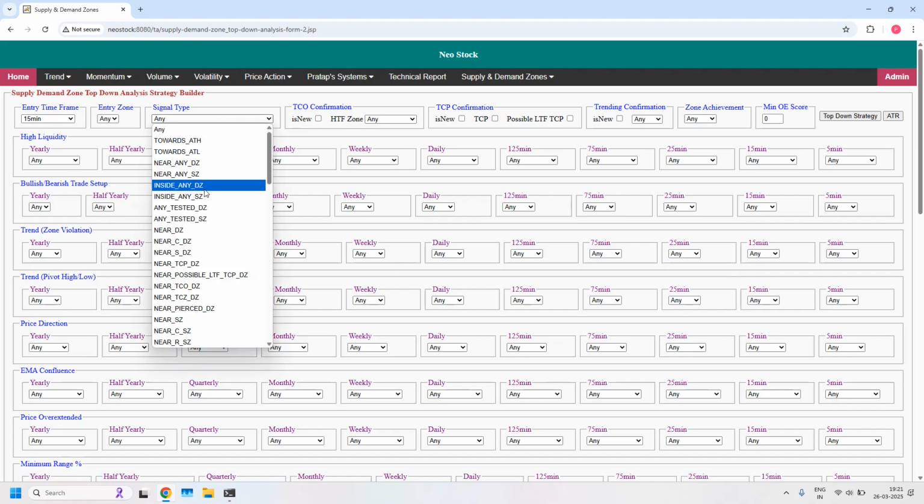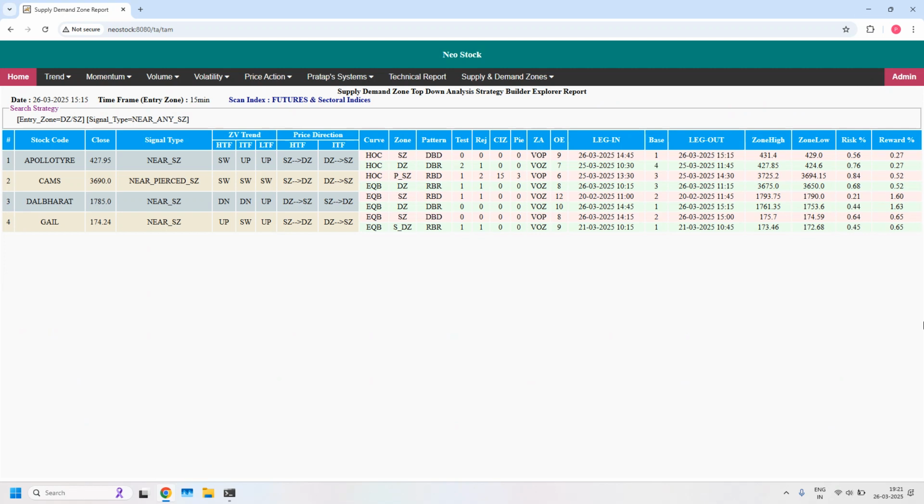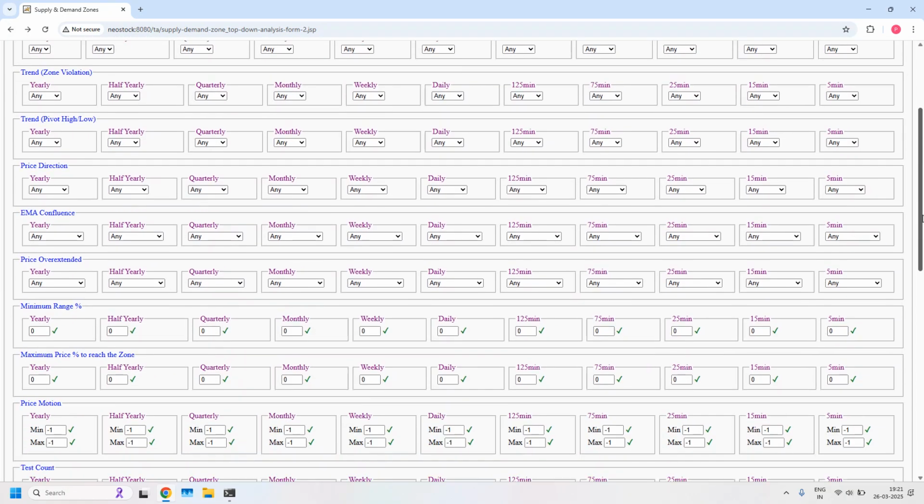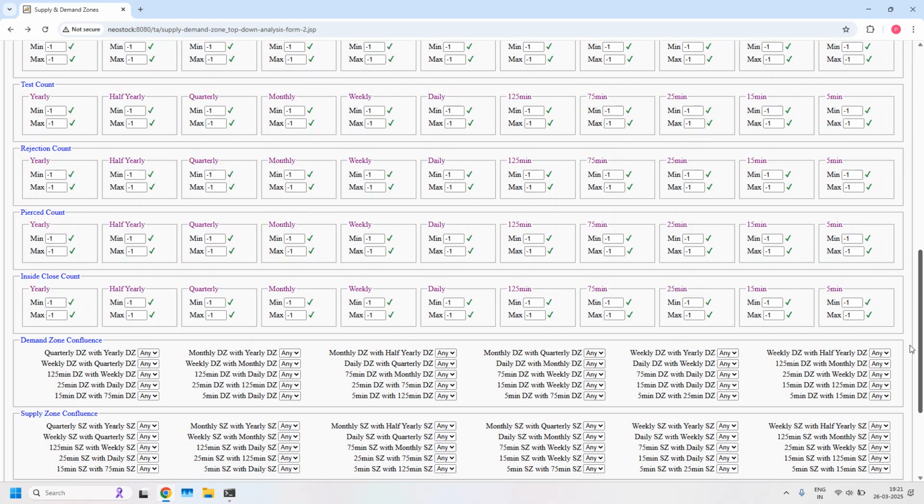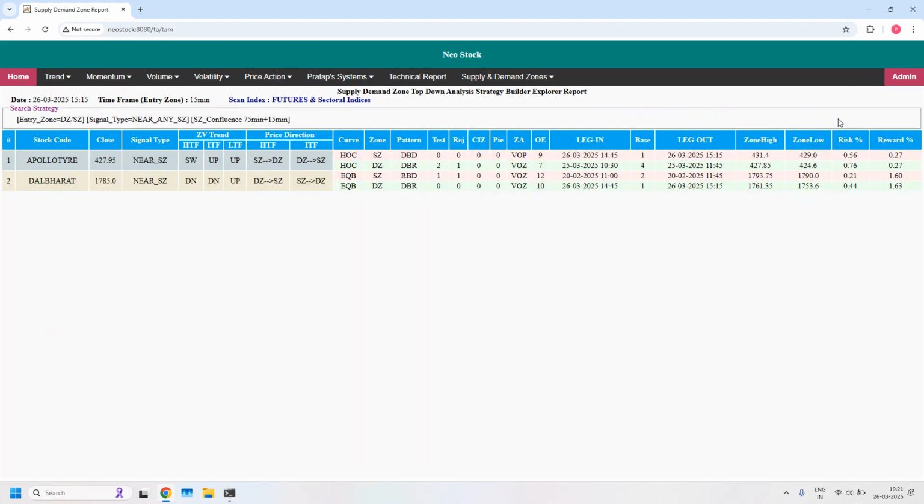Stocks near to the 15 minute supply zone. We got 4 stocks. Let's verify how many are having 15 minutes supply zones with 75 minute supply zone confluence. So I'm enabling the filter. This is ITF confluence. We got 2 stocks. Both these 15 minute supply zones overlapped with 75 minute supply zone.